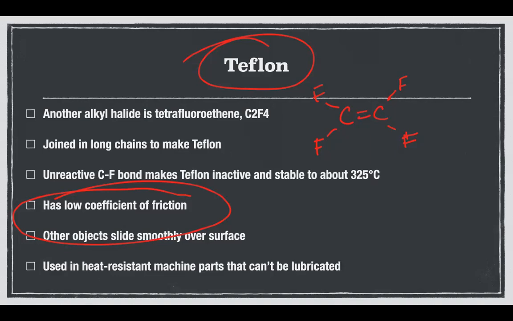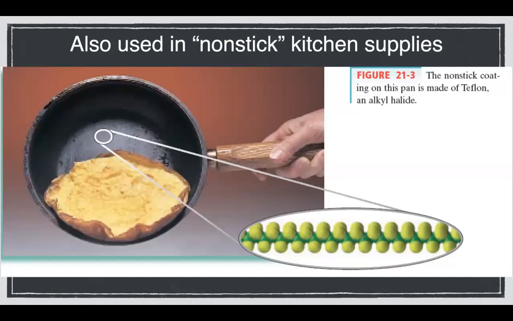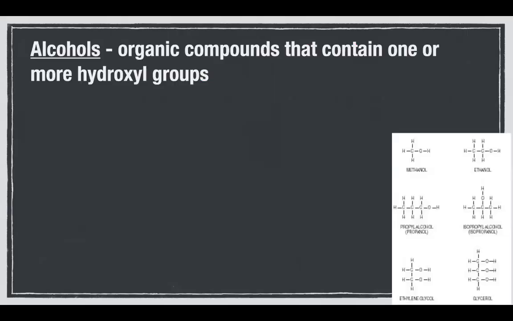We also use it in machine parts that we can't lubricate with things like oil or silicone products. So there you go, Teflon. All right, so that was the one that you already knew kind of how to integrate the naming, but I wanted to make sure that I gave you like real world uses for it.